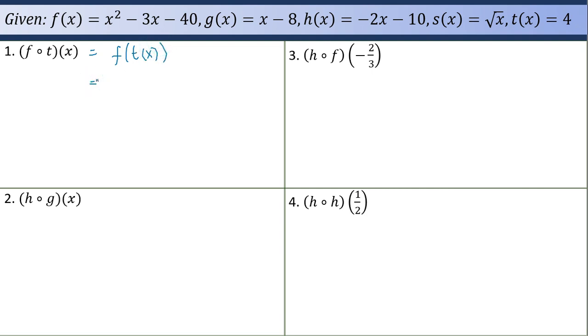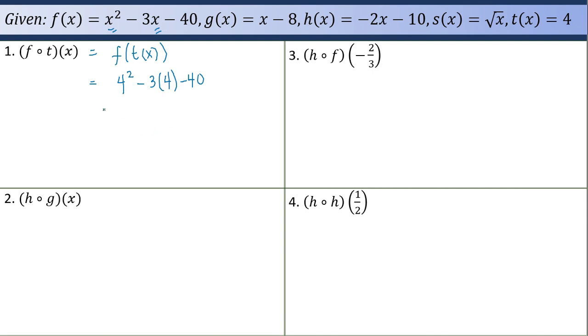Okay? Ibig sabihin yan, yung t of x natin ay ipapaloob natin doon kay f. Ano ba ang f? Ang f natin ay x squared minus 3x minus 40. Lahat ng x doon sa f ay papalitan natin ng t of x, which in this case is 4. So it will become 4 squared minus 3 times 4 minus 40. Again, lahat ng mga x natin dito kay f ay pinalitan natin ng 4.